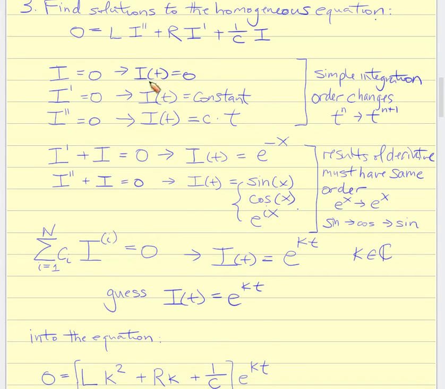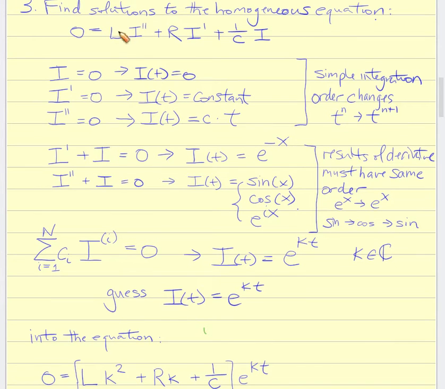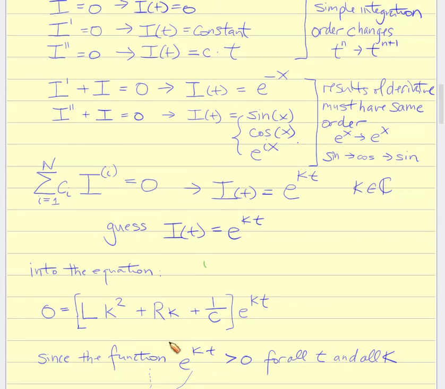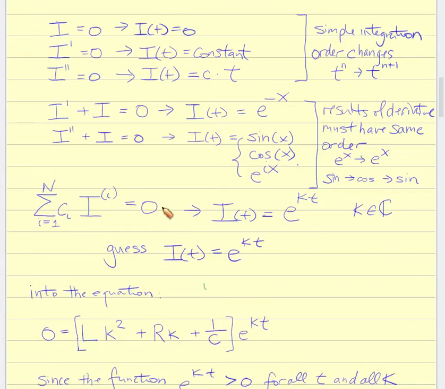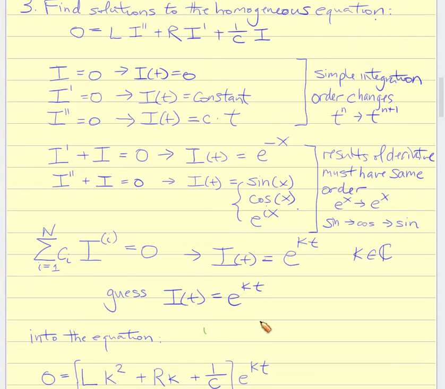So when we do I double dot, I is e to the kt. That means I double dot is k squared e to the kt. So we're going to get a k squared here. The L is still a constant in front of it. And the e to the kt is here, but I factored this out so that we have a cleaner solution to look at, because all the other terms are also going to contain e to the kt.